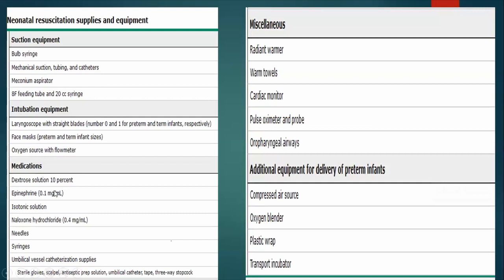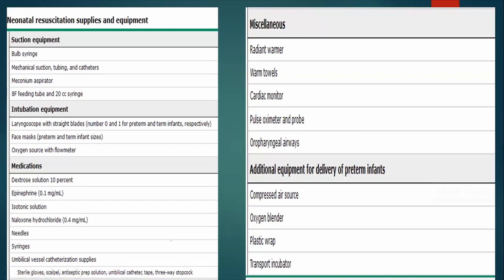Medications like dextrose, epinephrine, saline, and naloxone hydrochloride for those neonates with a maternal history of opioid use are also important. Needle, syringe, and umbilical vein catheterization equipment for possible access of a peripheral line might be required. Other miscellaneous equipment includes a radiant warmer to maintain the temperature of the child, warm towels, cardiac monitoring, pulse oximetry, and an oropharyngeal airway.